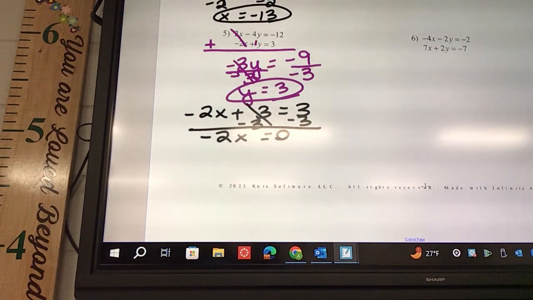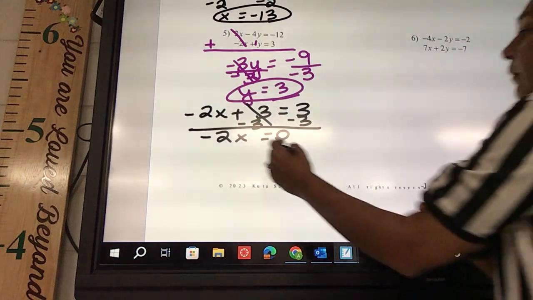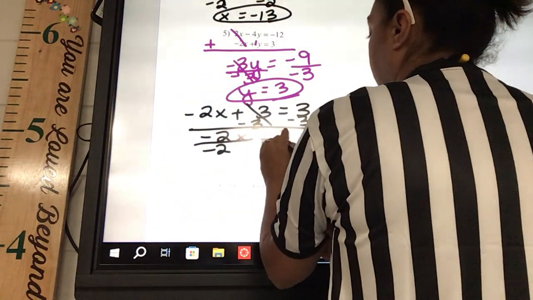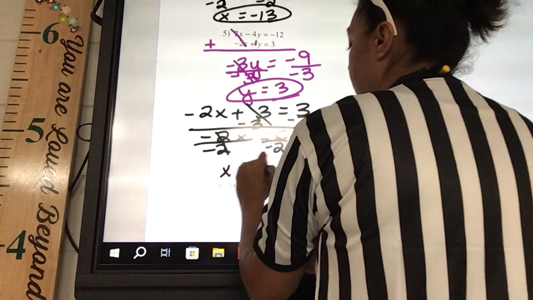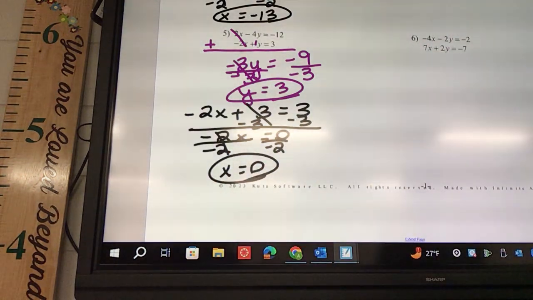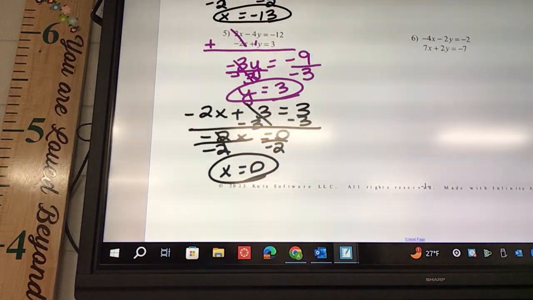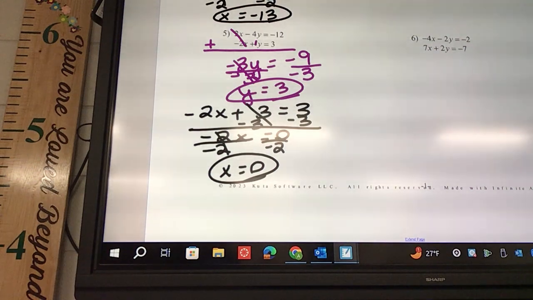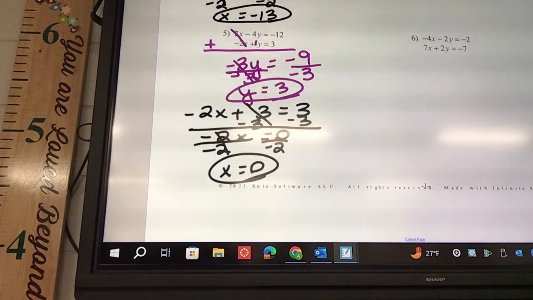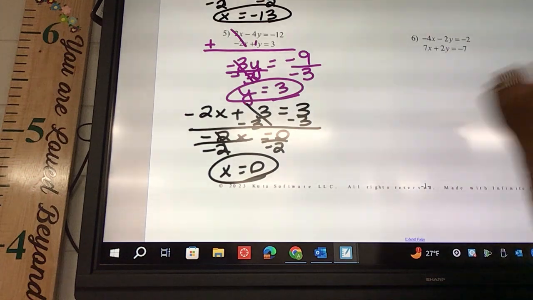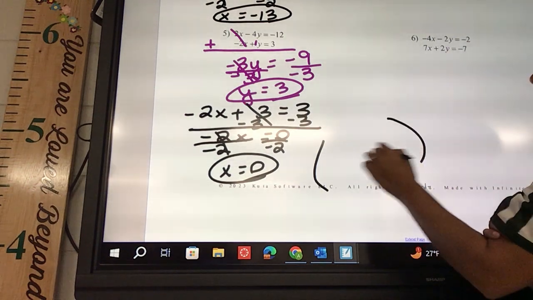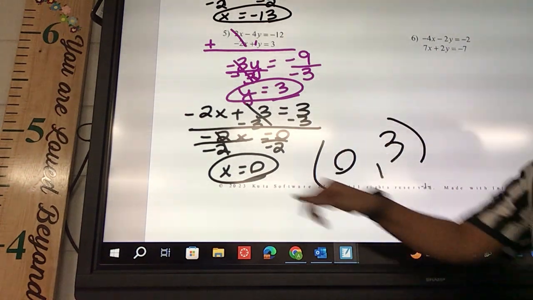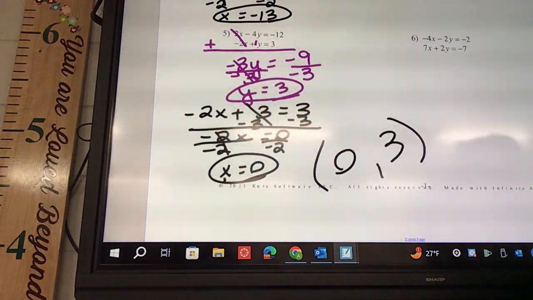And our last step is always to do what? Divide. Okay, and so we get x equals 0. Is this problem finished? No. Why not? Still gotta write the y and x. Yep, so you gotta write it in the coordinate. Which one comes first, the 0 or the 3? The 0. So we always do the x first and then the y.